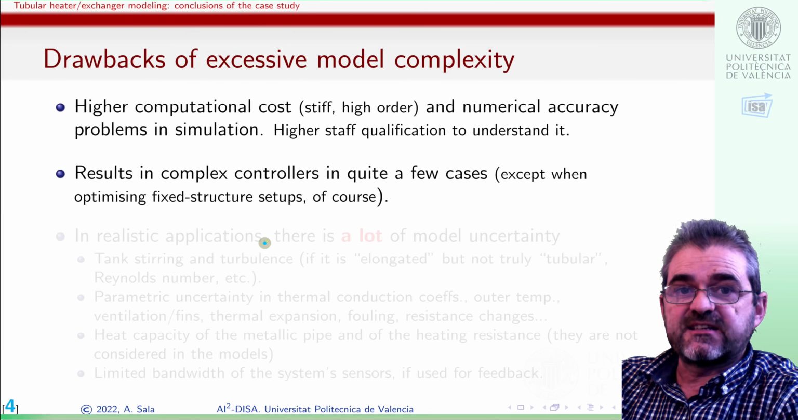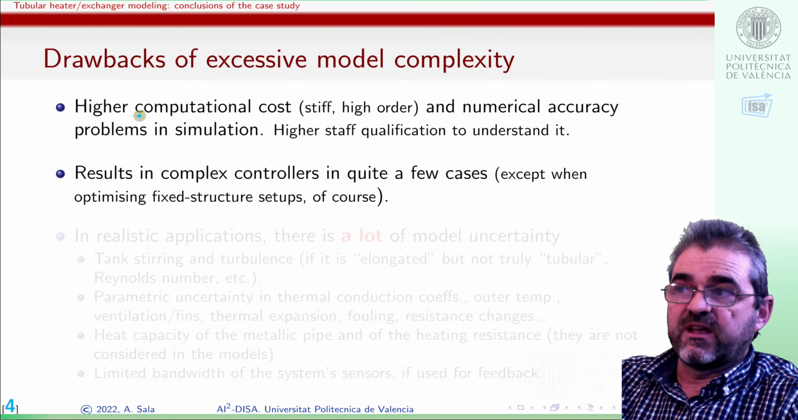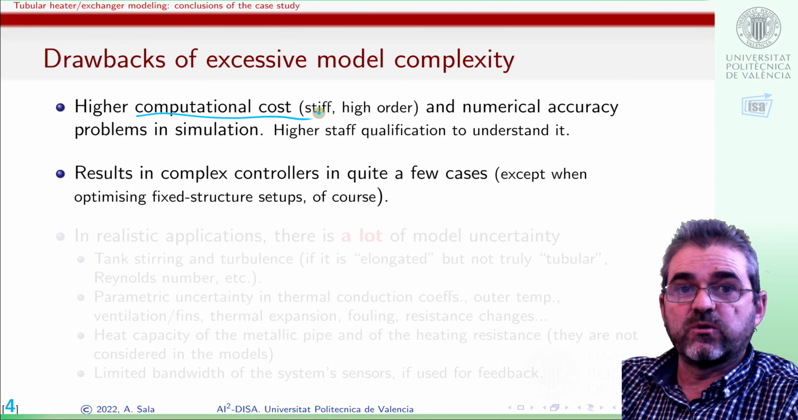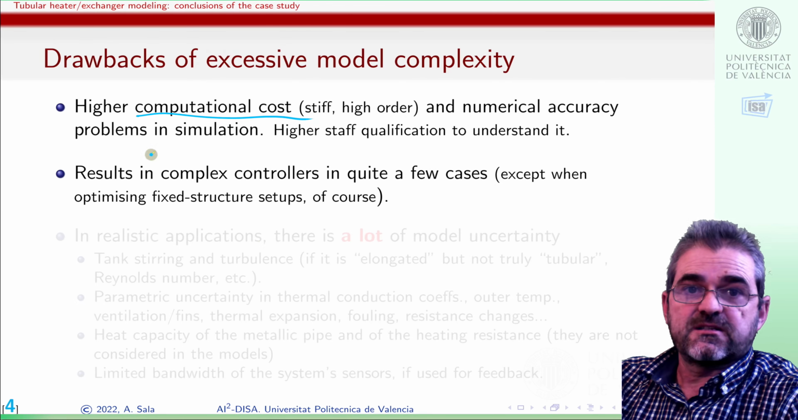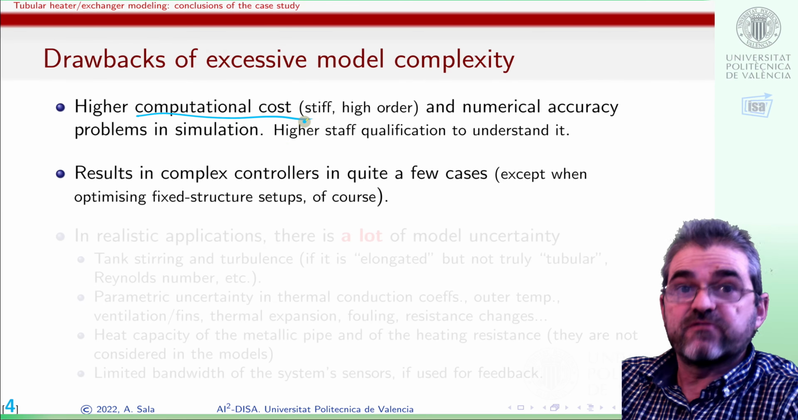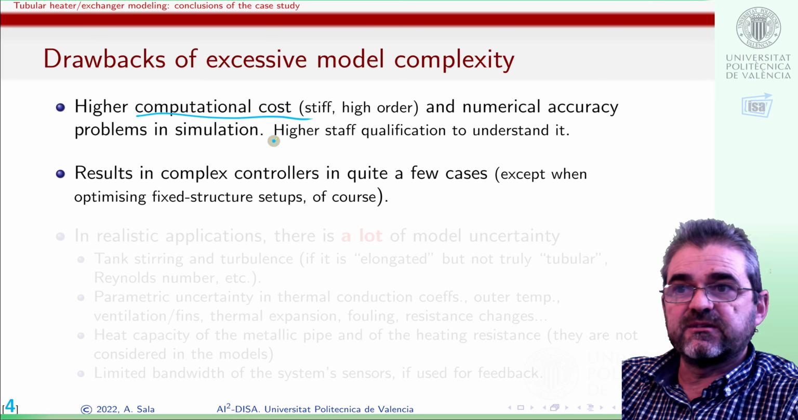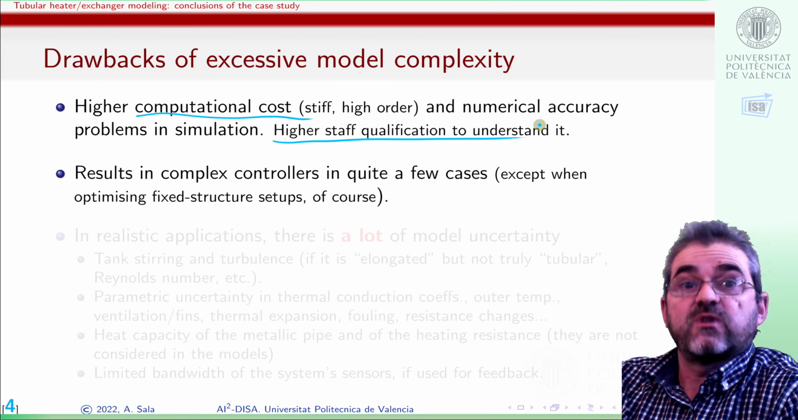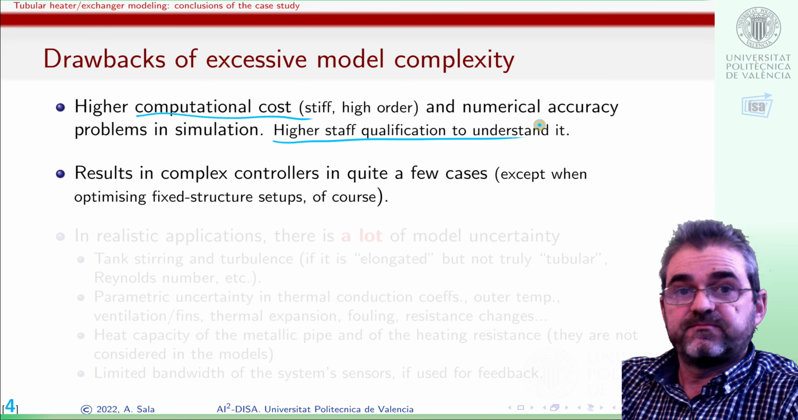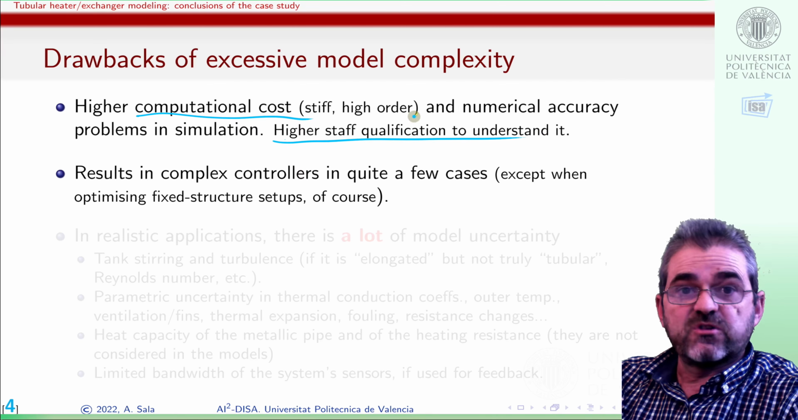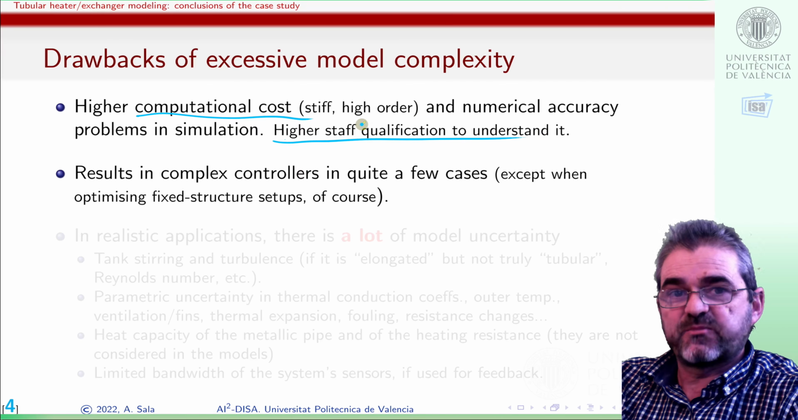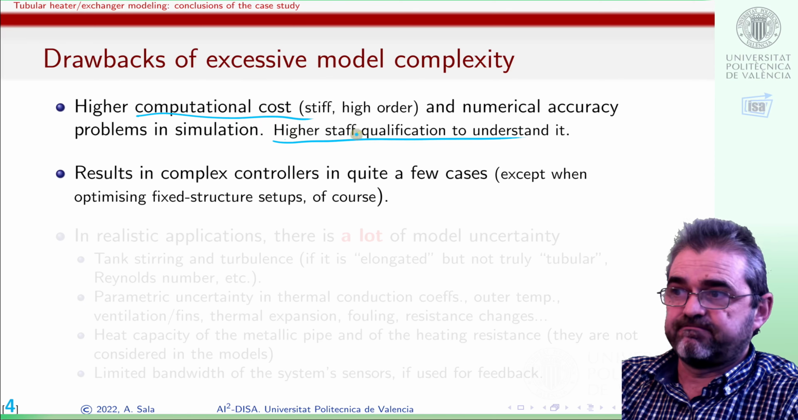What happens if we choose an excessive model complexity? Well, we have a higher computational cost. I mean, simulating an order 100 system is significantly slower than simulating a first order system. Then we need to deal with a trade-off between accuracy and computing time. This kind of complex models and simulations need staff with a higher qualification to understand what we are doing. Finite element, Runge-Kutta stiff integration. So the usage of these high-order models is expensive in man-hours and computers.